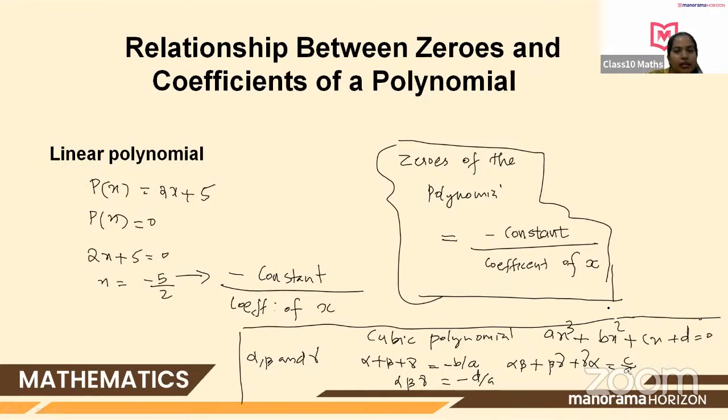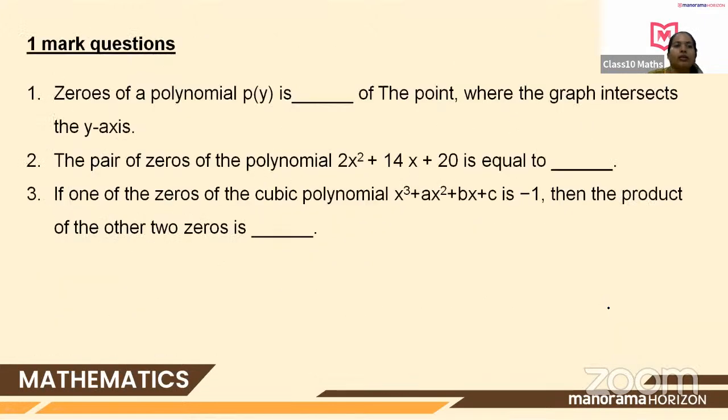Okay. Clear? So these are all the concepts covered in this chapter. And shall we move to the questions? Okay. So look at the first question. One more question, that is zeros of a polynomial. First question. The zeros of a polynomial P of y is the dash of the point where the graph intersects the y-axis. So what are the zeros of a polynomial P of y?